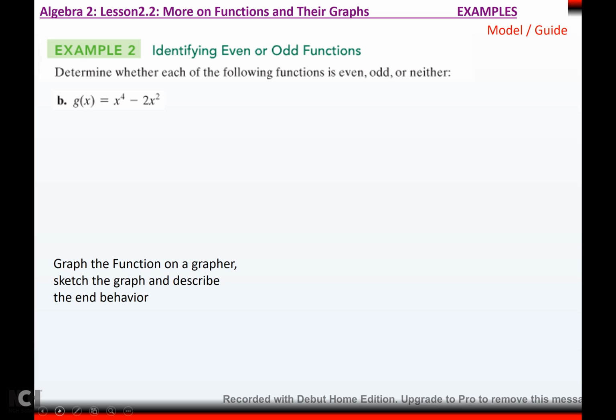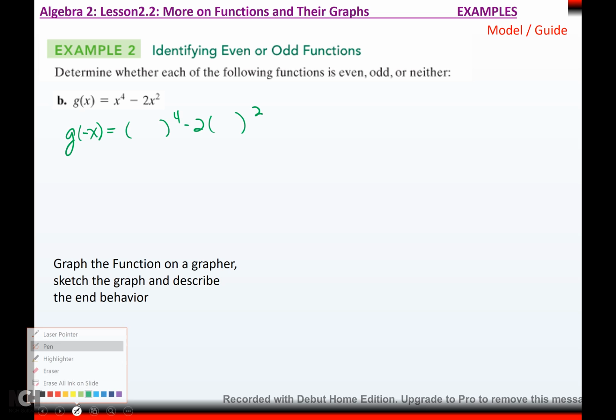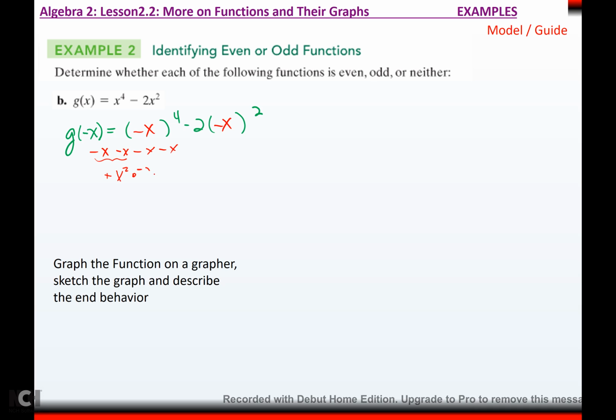Determine whether each of the following functions is even, odd, or neither. Algebraically, if I find g of negative x, which means I copy my function, but I'm going to replace all of the x's with negative x's, and I simplify, this would be 4 copies of negative x. Okay, a negative times a negative is a positive. That's x squared. Bring down the next one. Times negative x makes negative x cubed. Times negative x makes positive x to the 4th.